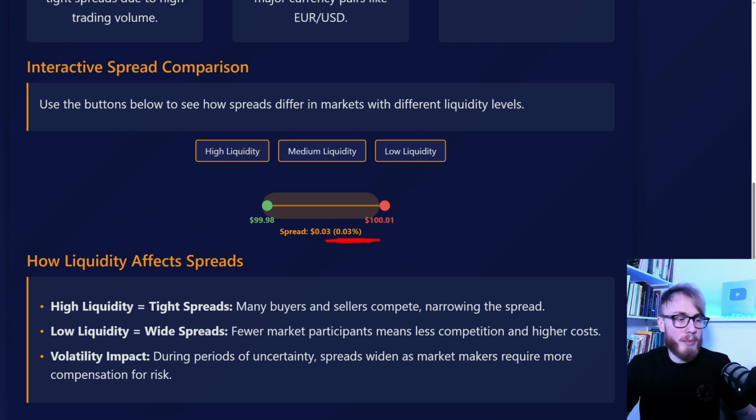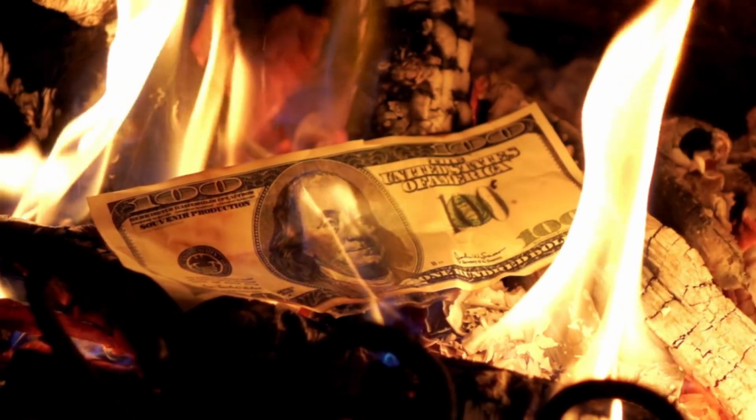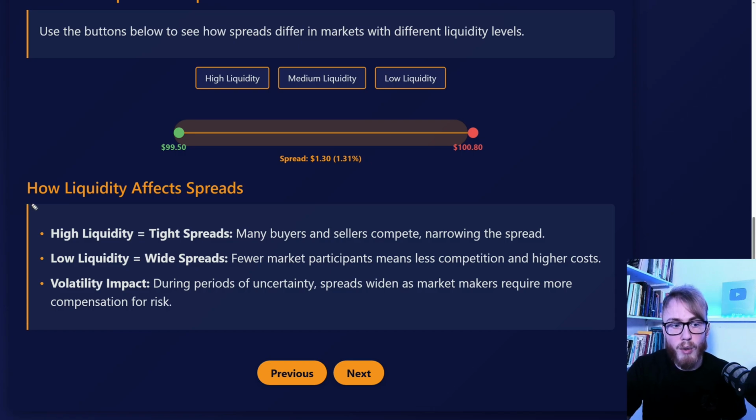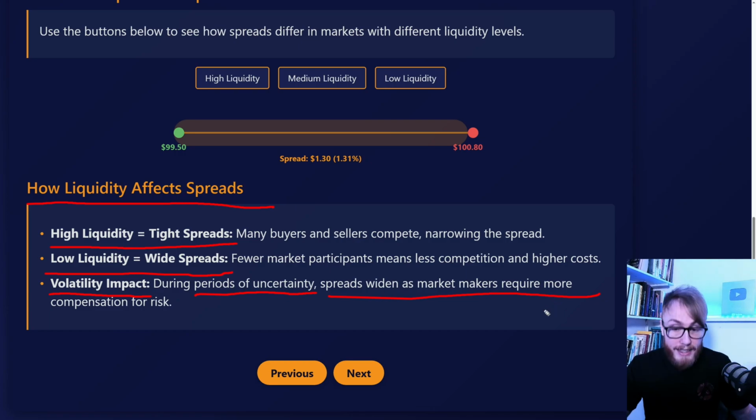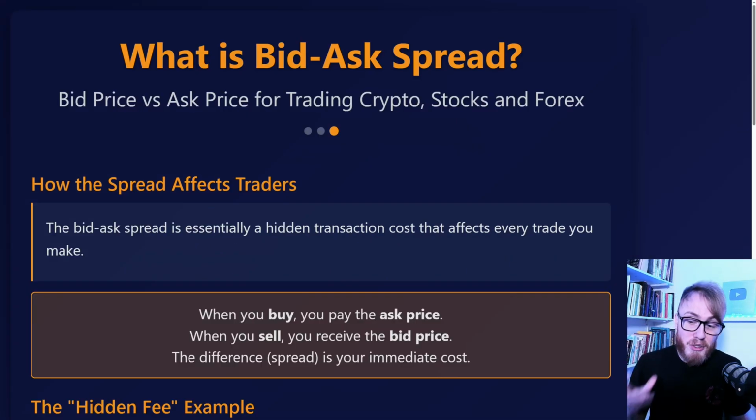This is very important because this is basically what we as traders have to pay. If you are trading a lot in a low liquidity market, this will basically eat up your profits. So here is a summary of how liquidity affects spreads. In general, high liquidity, tight spreads. Low liquidity, wide spreads. How does volatility affect spreads? During periods of uncertainty and high volatility, spreads will often widen, as market makers will require more compensation for their risk.